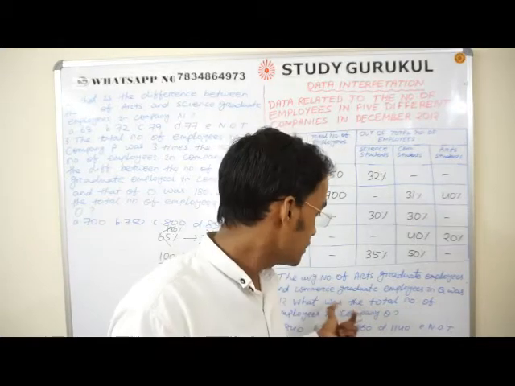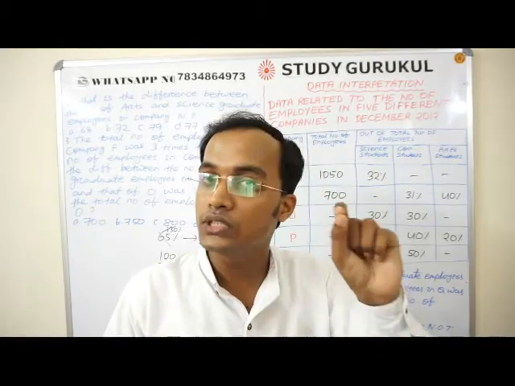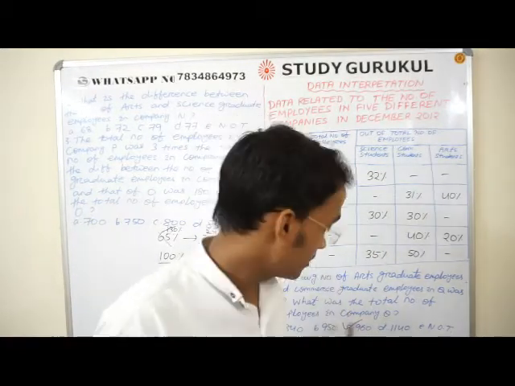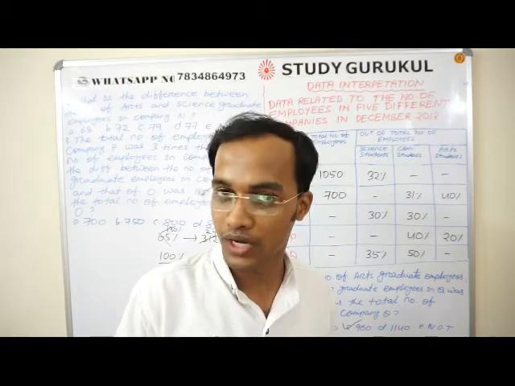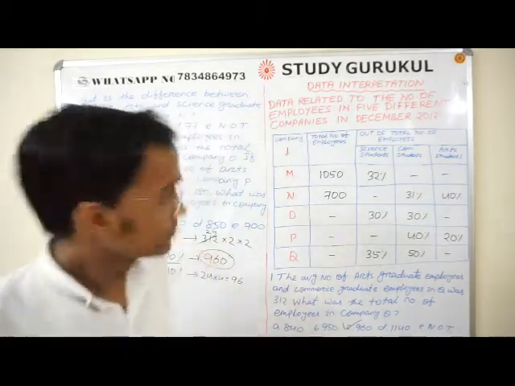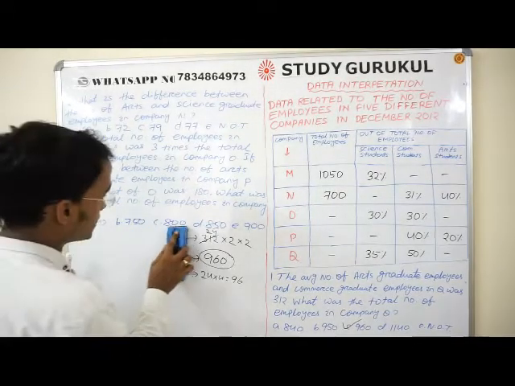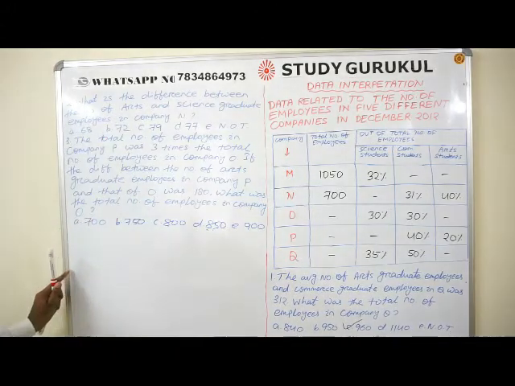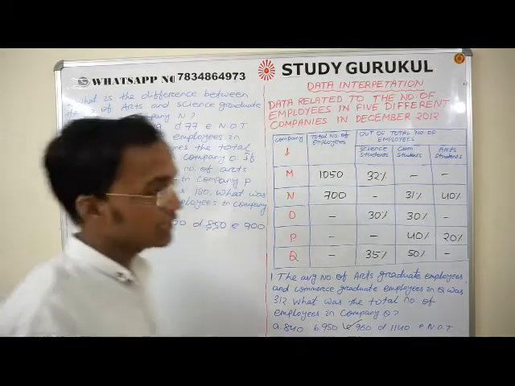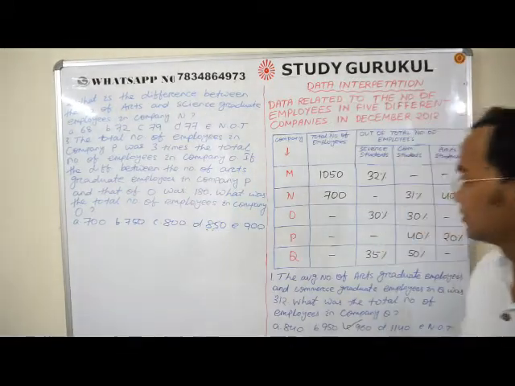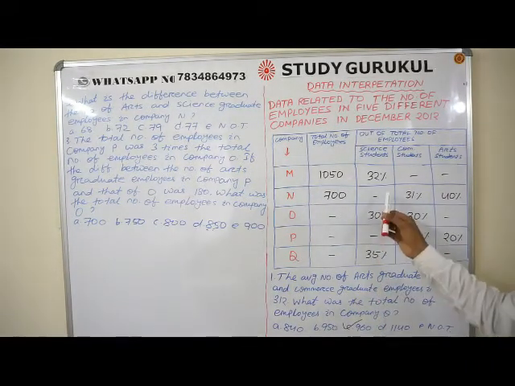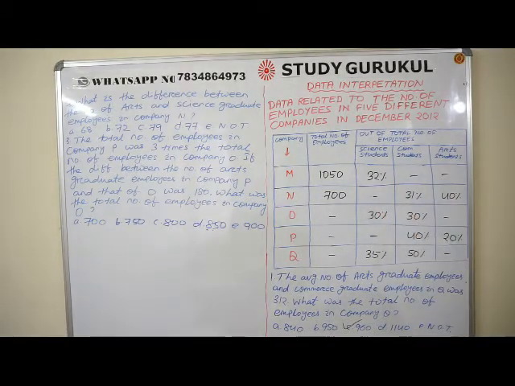Clear? So in your exam, without using pen, you can solve this question and write the answer 960. Okay. Next question, question number 2. First see what is given in the question. Here, what is the difference between the number of arts and science graduate employees in company N? Now, the question is about company N.